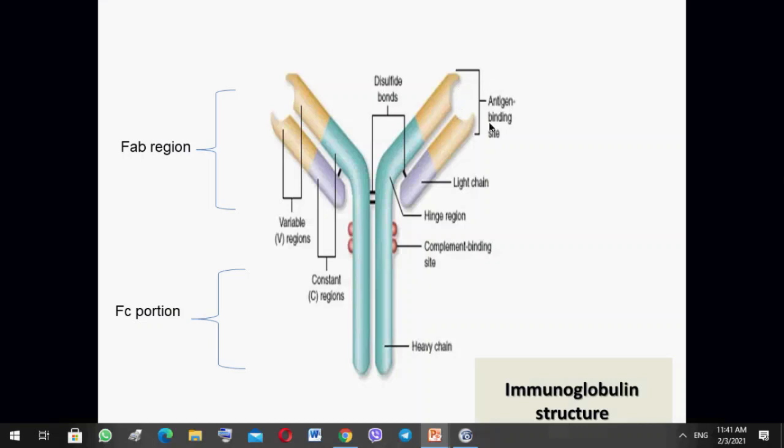Here the antigen will react with the antibody, and here the immune system cells will react with the antibody. This portion of the antibody we call the Fc portion, while this portion of the antibody we call the Fab region. Also we have complement binding sites that may react with the antibodies, and certain disulfide bonds that join these chains together.